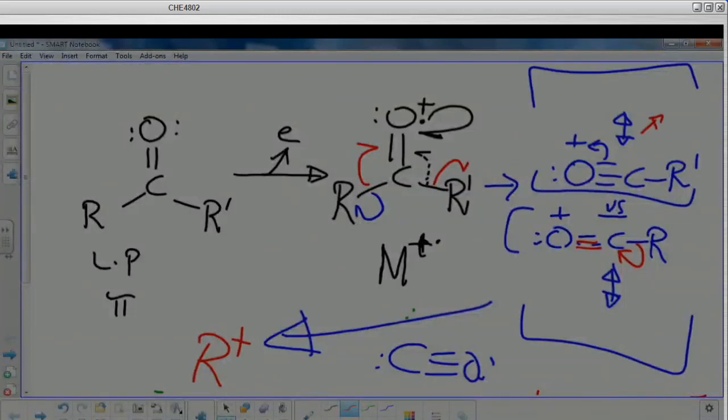And the other way around, if you lose carbon monoxide, you'll have R plus. Minus R prime plus. Minus carbon monoxide. So mass spectroscopy, again, I'll still revisit this.